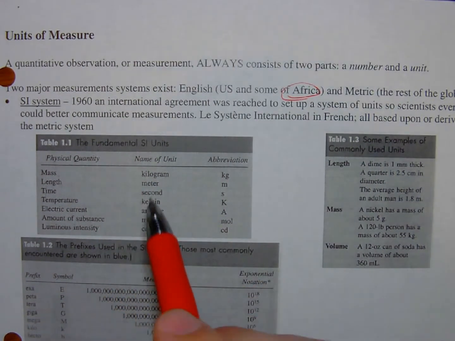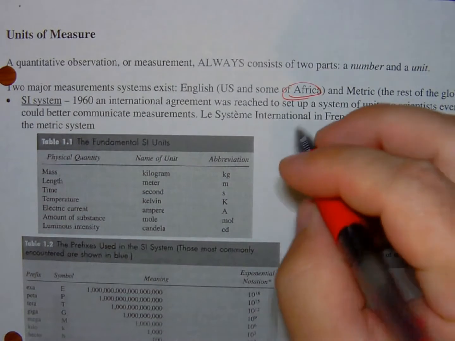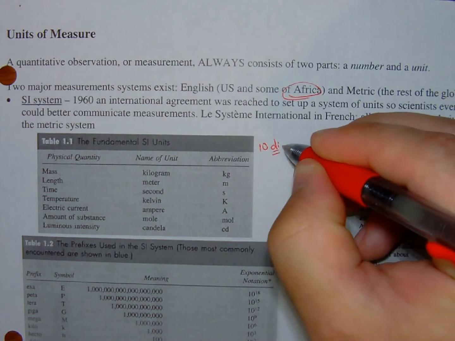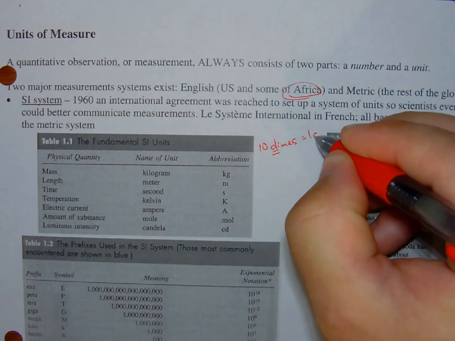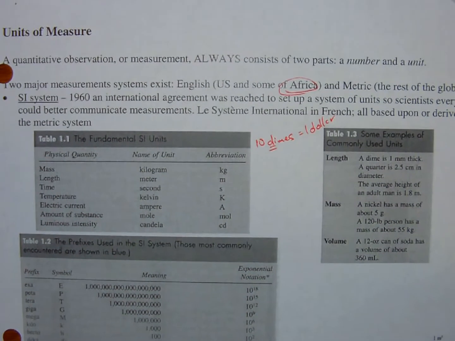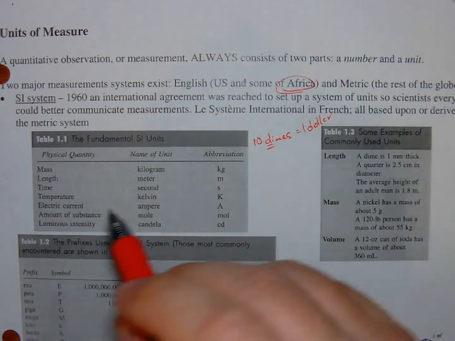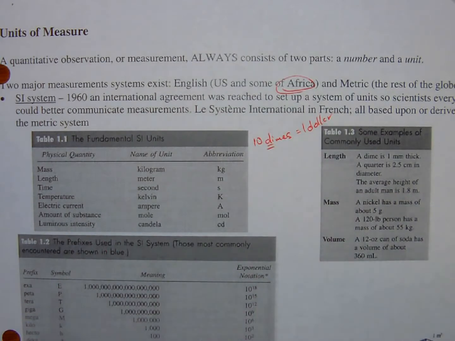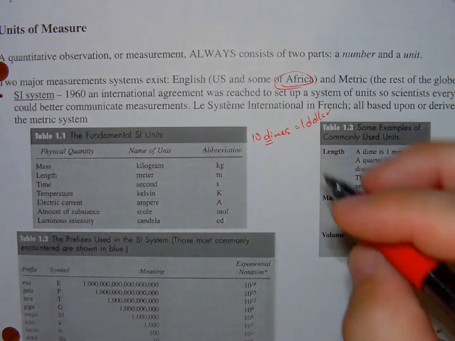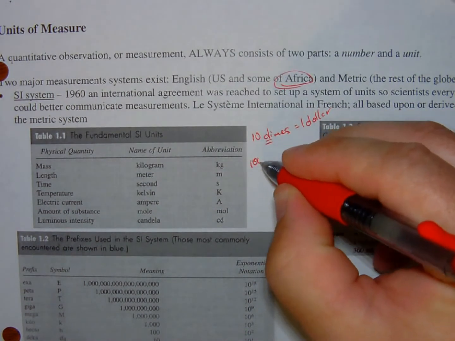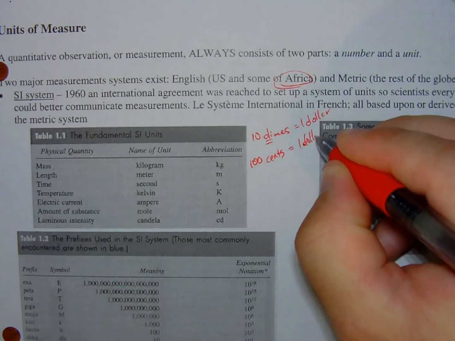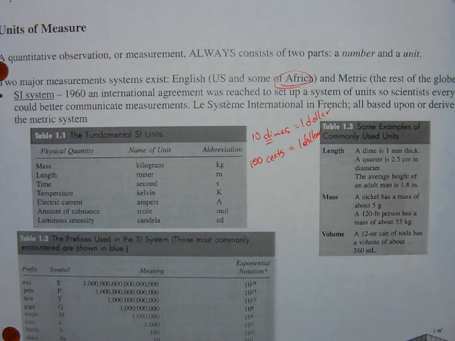Your money system is metric. If you know that there are 10 dimes in $1, right, you're using the metric system, right? Our money system is metric in its basic system. Also, if you know that there are 100 cents in $1, you're using the metric system, right?